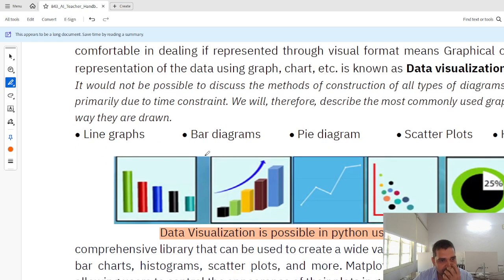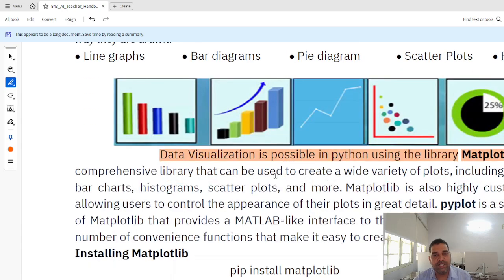Here you see the line graph, bar diagram, pie diagram, scatter plot, and histogram are used. Data visualization is possible in Python with the help of a library called matplotlib. We have to use this library, matplotlib, to convert the statistics we just calculated, mean, median, mode, into graphical format. We need this other library, called the matplotlib library.